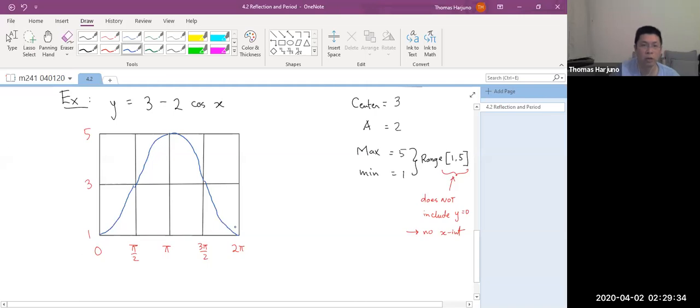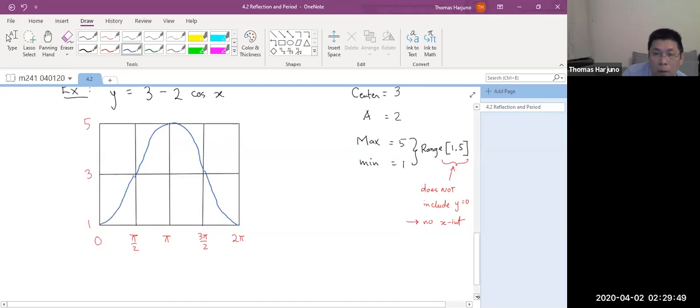Okay, approximately that's what it looks like. That's what this y equals 3 minus 2 cosine x looks like. I will go a bit further, with the new stuff.